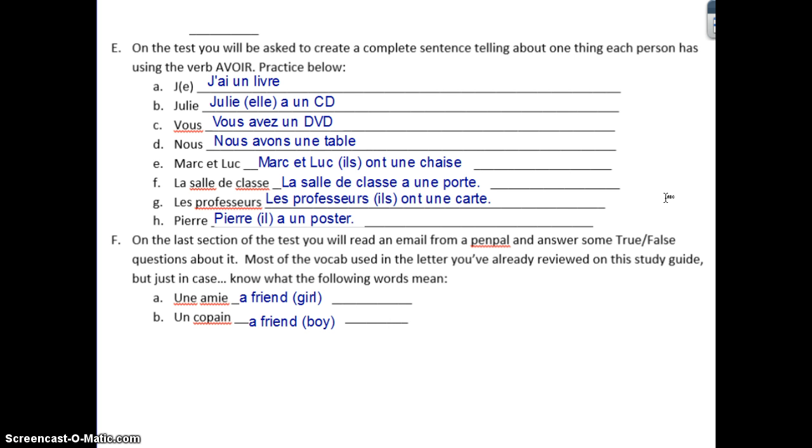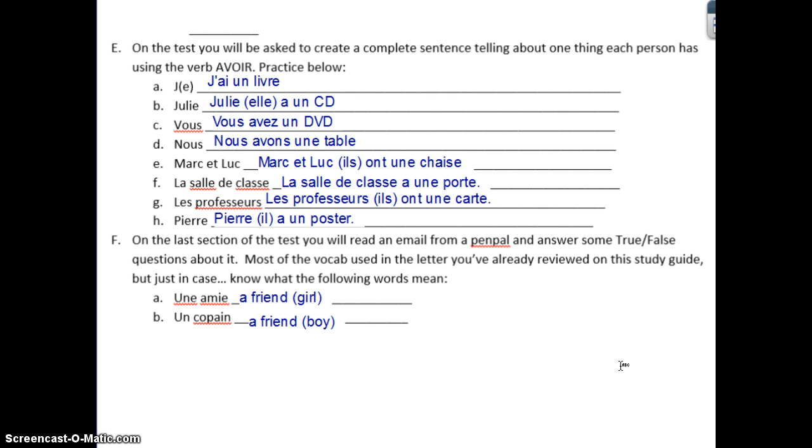It has a door. Les professeurs are the teachers. That would be a they kind of situation. So if you'd rather use ils, you can. Either way, the ils form of avoir is ont, and then I chose to use une carte for a map and say that the teachers have a map. And finally, for letter H, Pierre is one boy, so you could use il if you'd rather. Either way, the Pierre or il form of avoir is a, and I like to use un poster because it's really easy to spell. Pierre a un poster is Pierre has a poster.